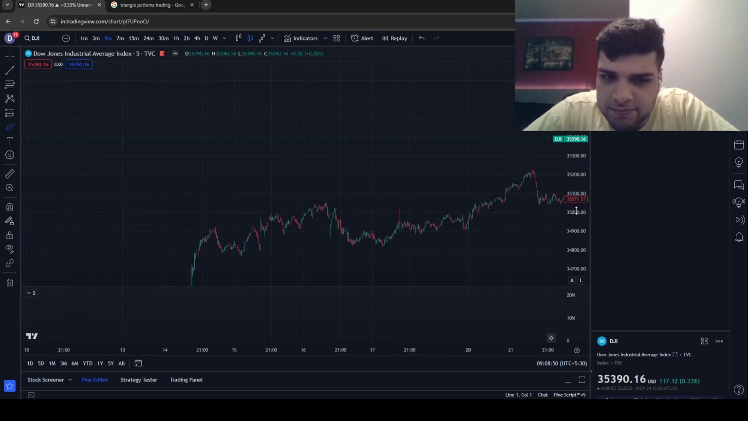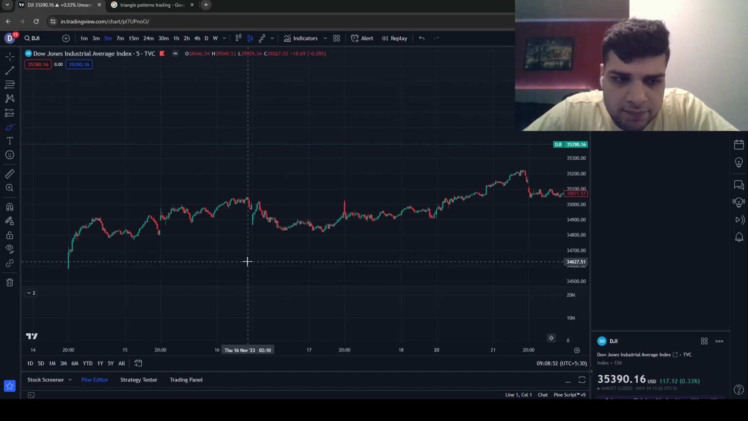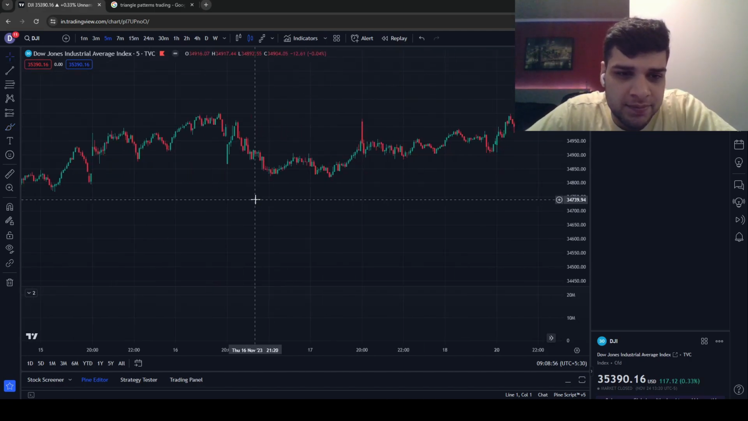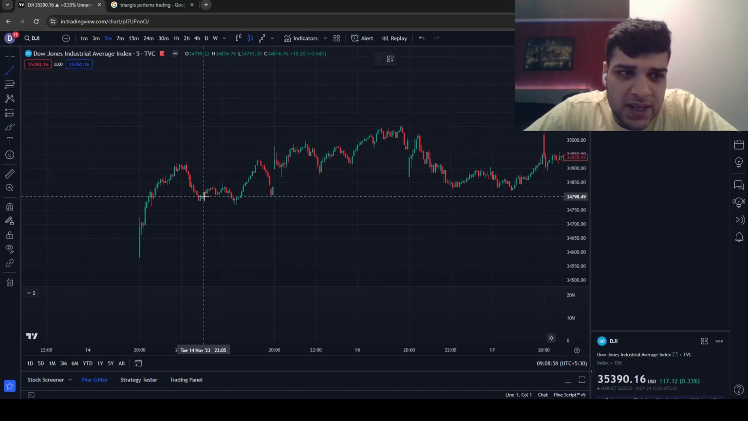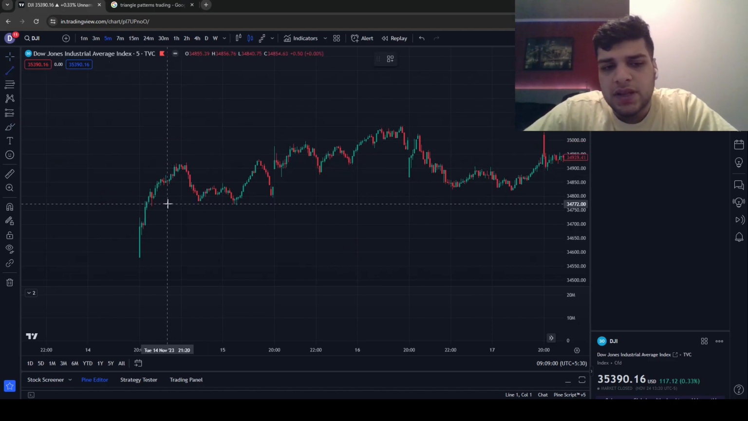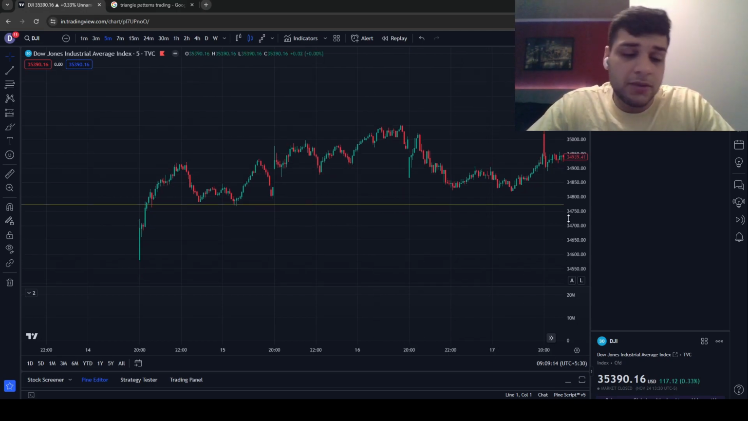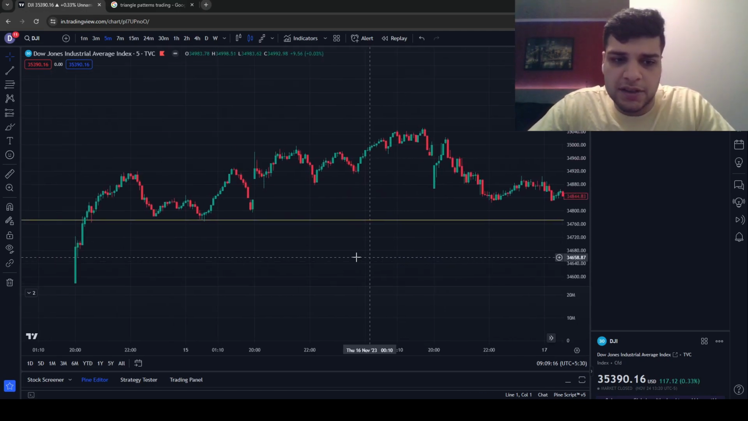What else? Double bottoms and double tops. Now, if you guys want me to go more in depth on some of these patterns in particular, feel free to leave them in the comments. I'll try to figure out what I can do with them. Maybe make a short video explaining them more in depth for whatever patterns you guys are interested in.